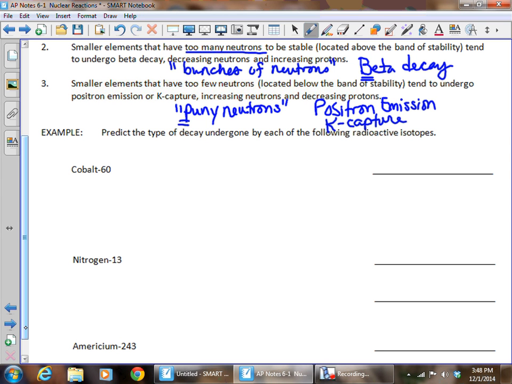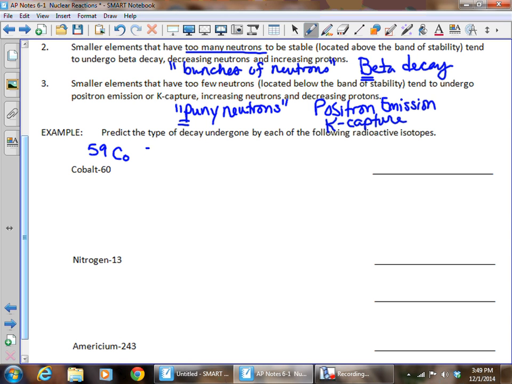Now, how do we know if we have too many neutrons, too few neutrons, etc.? Well, the first thing that I always do is to look at the mass number. If you look at this first one, cobalt 60, and you look at the average atomic mass, which is 58.9, so we've got an average atomic mass for cobalt of 58.9. Let's just call it 59.